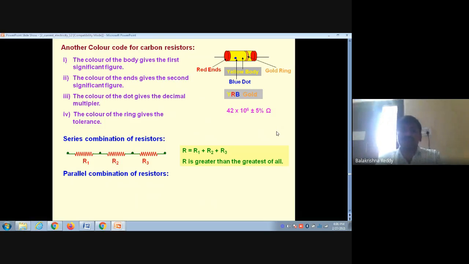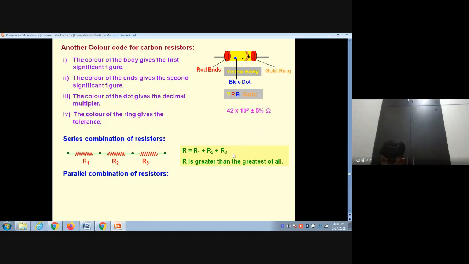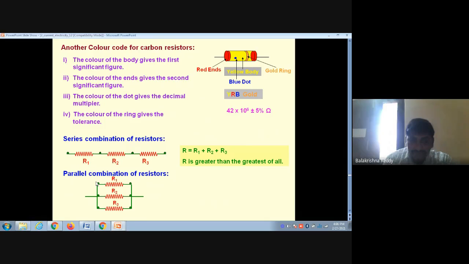What is the resistance combination of a series combination of resistors? See, resistances R1, R2, R3 are connected one after the other, so the equivalent resistance in series can be written as R equal to R1 plus R2 plus R3.